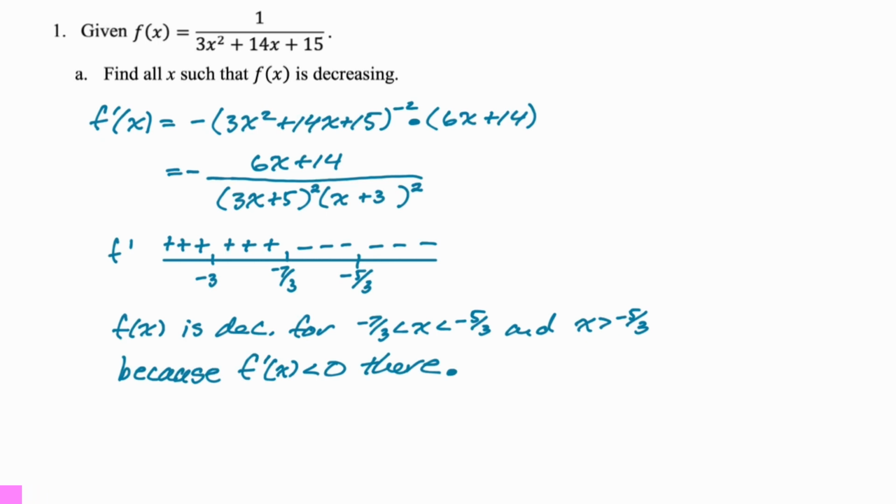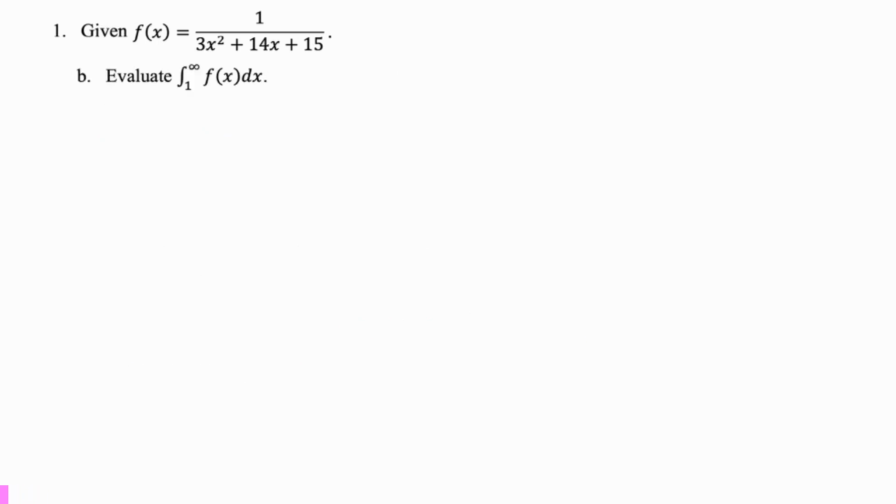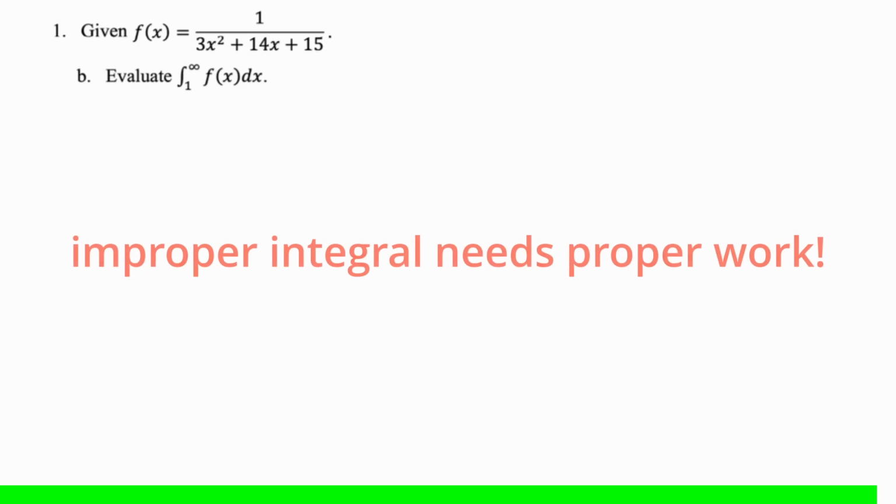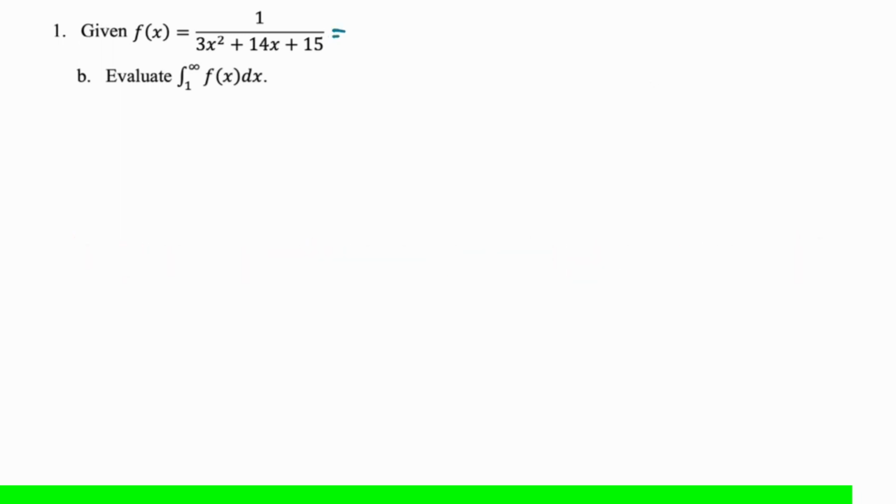All right, let's look at the next thing. We want to try to evaluate the integral from 1 to infinity of f of x dx. So this is an improper integral. Improper integrals require proper work. But we already know that this thing factors. So let's rewrite it as a factored thing. You see something like this and you got to immediately in Calc BC think, this is definitely partial fractions. So let's do our partial fractions.